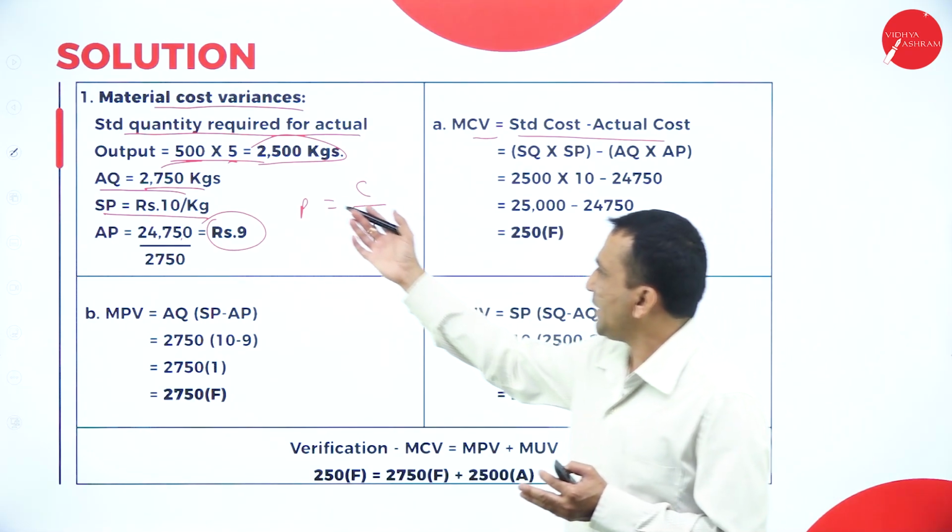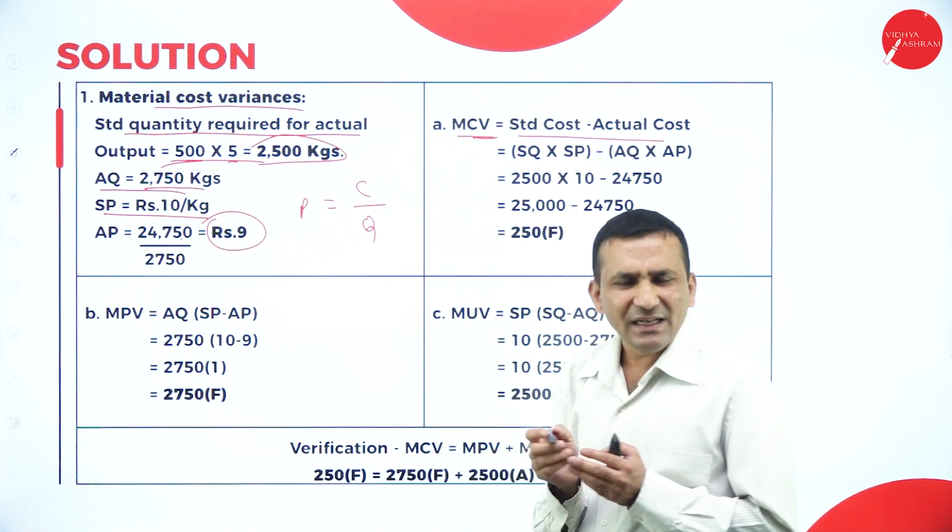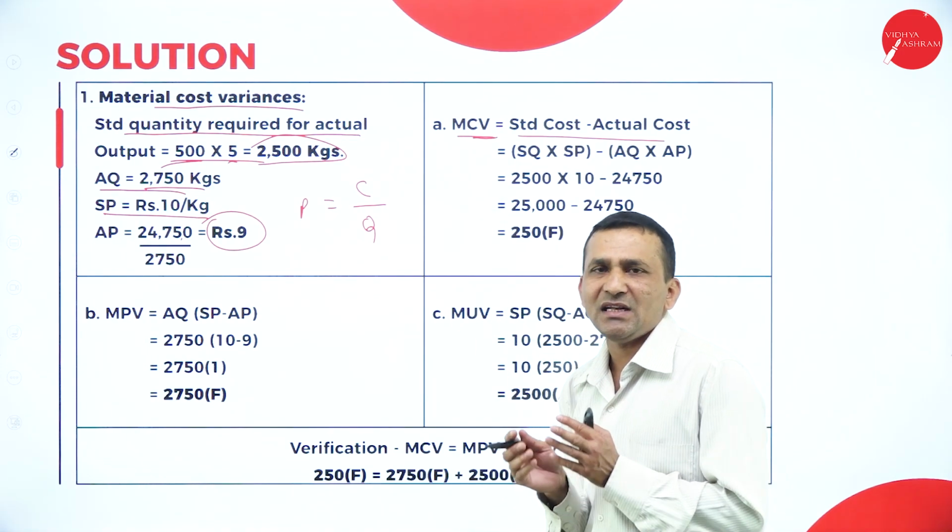Okay, so after getting all the information, we need to go directly to material cost variance: the standard cost minus actual cost.